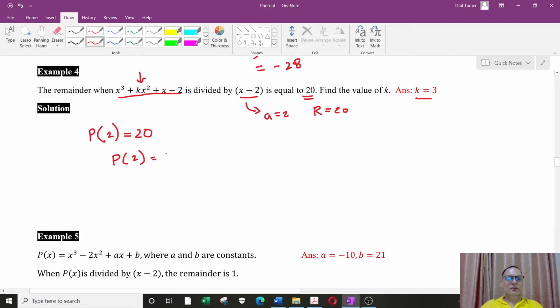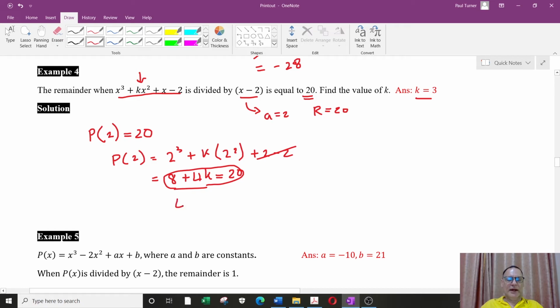So you'll get 2 cubed plus k times 2 squared plus 2 minus 2. 2 cubed is 8. 2 squared is 4, 4k. 2 minus 2 is 0. But this expression here is equal to 20. So we just write an equals 20 there, and we solve for k, this part here.